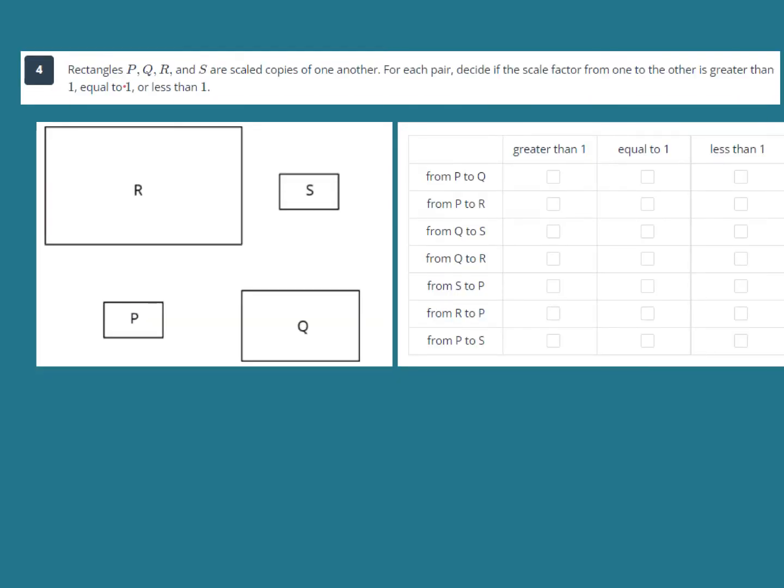Rectangles P, Q, R, and S are scaled copies of one another. Each pair, decide if the scale factor from one to the next is greater than 1, equal to 1, or less than 1. So here's my options right here. Greater than 1, equal to 1, or less than 1. So I know that my scaled copies, when I go from left to right, and that's what it's talking about, each and every time, I'm going from left to right, so that means I multiply.